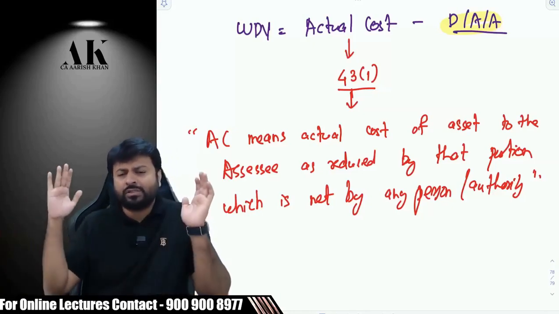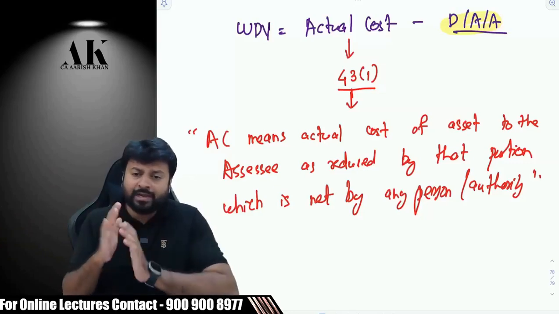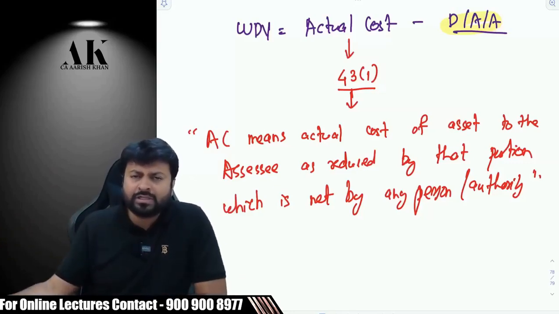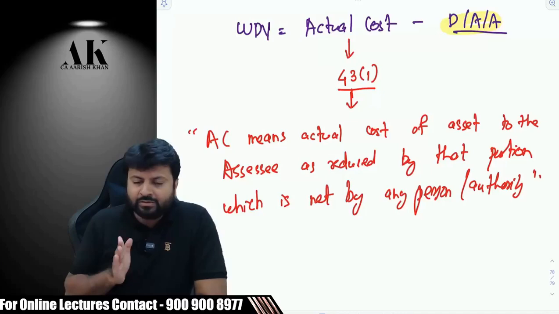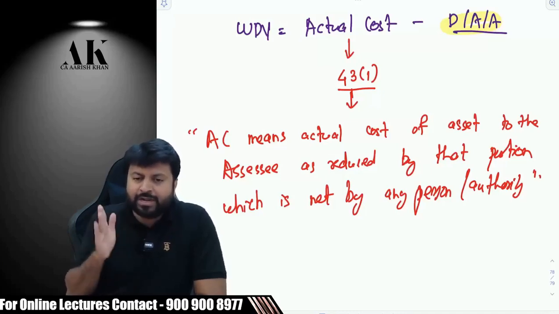Therefore, the term cost is wider as compared to the term what? Price. That is the reason the government is not using the word price. They are using the word cost. In the later half of this provision, you can see they are using "as reduced by that portion which is met by any person or authority."